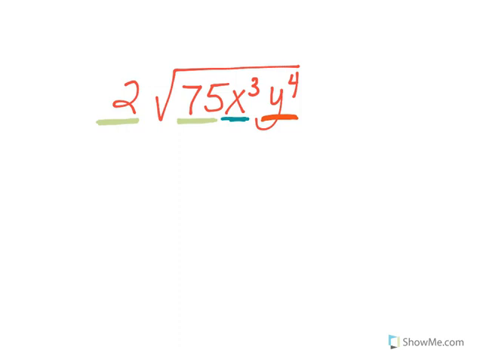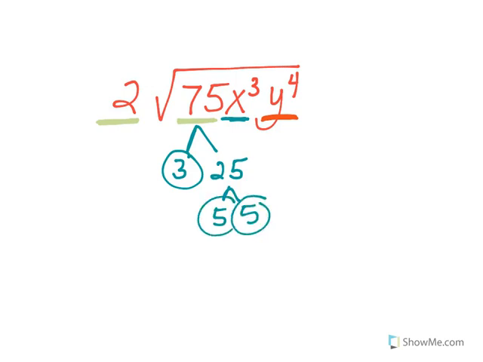Okay, so my first step will be to simplify the 75. So I know that 3 times 25 gives me 75. 3 is prime, and then 25 can be broken down into 5 times 5. Okay, and I know I have a pair of these 5s, so my 5 can come out. And what's left inside is going to be the 3.